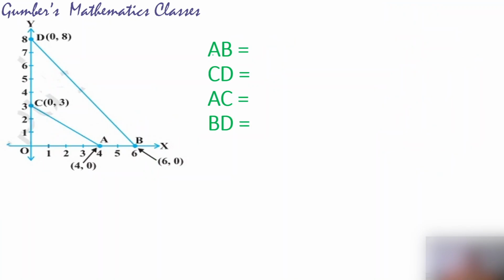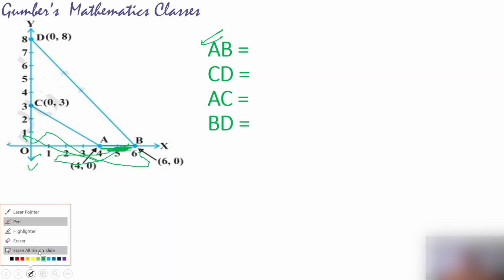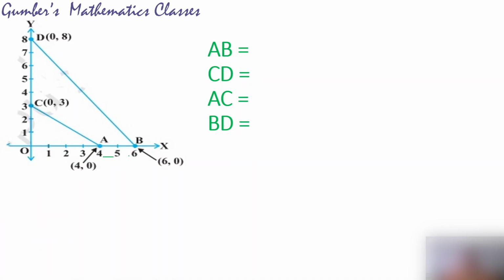Let us find the distance AB from the given figure. How can we find the distance between these two points? Point A is 4 units apart from point O, and point B is 6 units apart from the same point O. How to find the distance between points A and B? Yes, absolutely correct. AB is equal to OB minus OA.